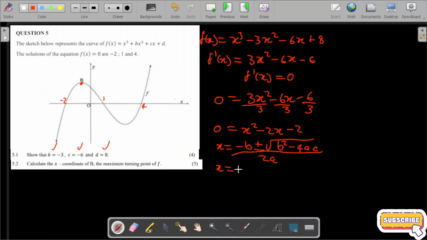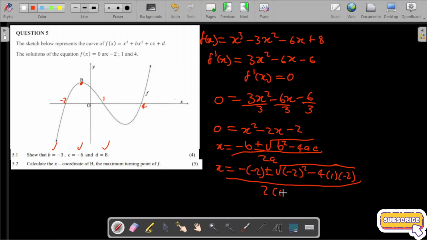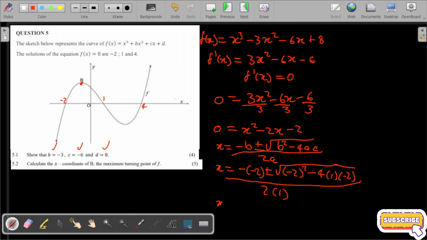And then we substitute. My b is negative 2, plus or minus the square root of b squared minus 4a c. My a is 1, my c is negative 2, and then all over 2a. And then my first x, going to a quadratic, is 2.73, and another x is equal to negative 0.73. So according to this, my x of the turning point is negative 0.73. I hope you understood everything, guys.